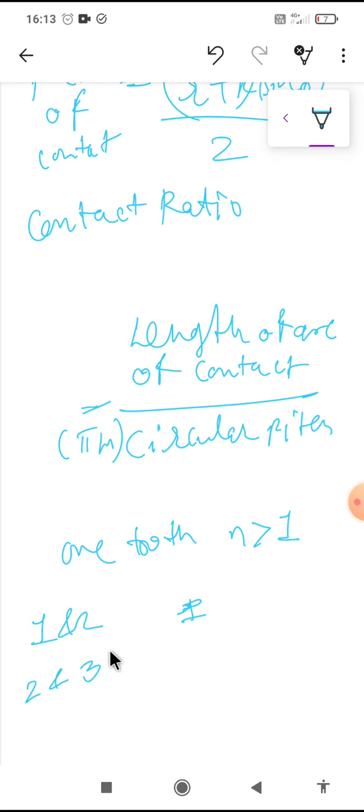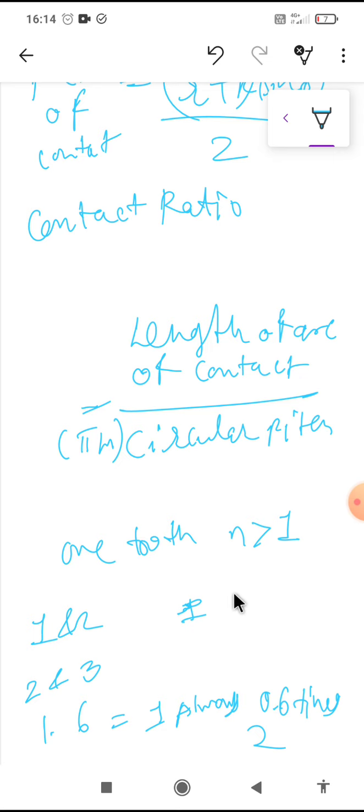Now if n is 1.6, one pair of teeth is always in contact, whereas two pairs of teeth are in contact 60% of the time. So this is the meaning of 1.6: one pair is always in contact and 0.6 of the time two teeth are in contact. These are the meanings of the contact ratio.